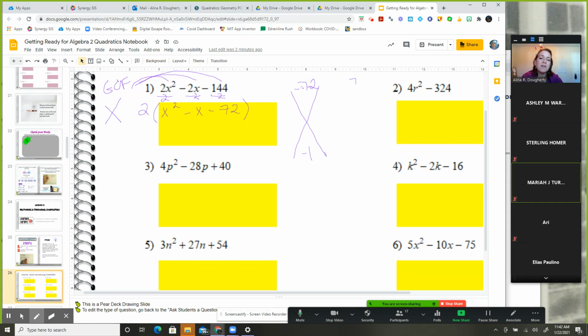So I need the factors of 72. For some people, if you're really good with your multiplication facts, this will be easy. For others, you need to do the table.